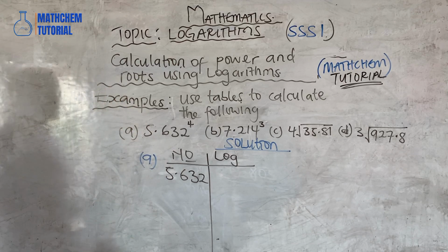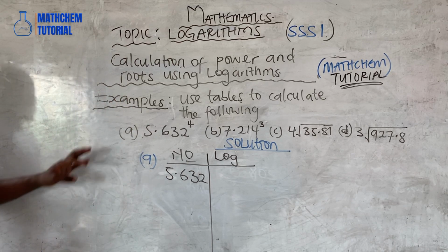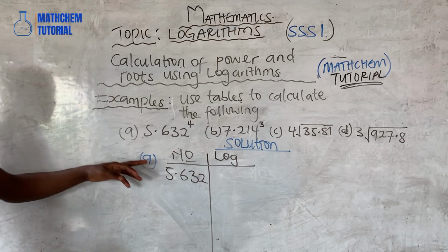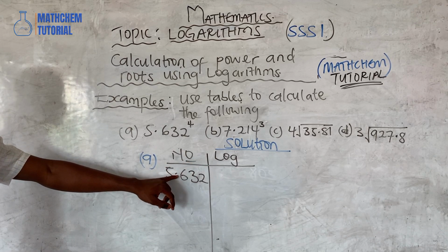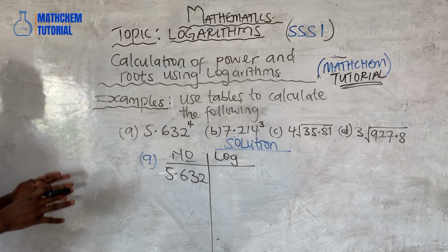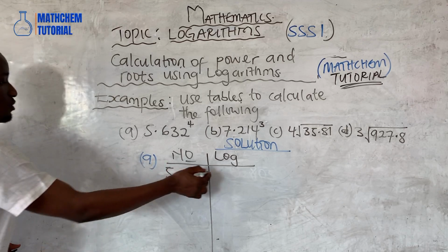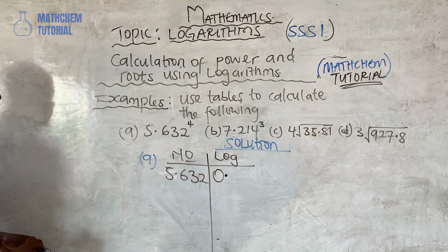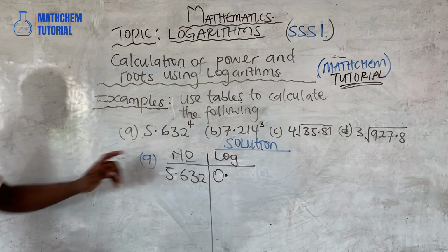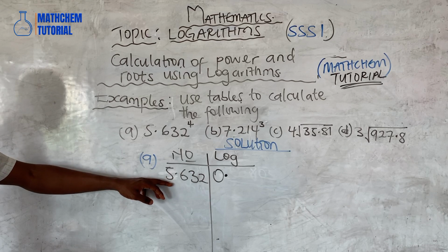Now let's start with A, which says 5.632 raised to the power of 4. This is what you're going to write. You write the number here, and the log is going to be here. Now, this decimal point is at the appropriate place. Like I've said earlier, if it is here, that means definitely 0 is going to be here. Then you have your point here, because this decimal point is beside the first integer.